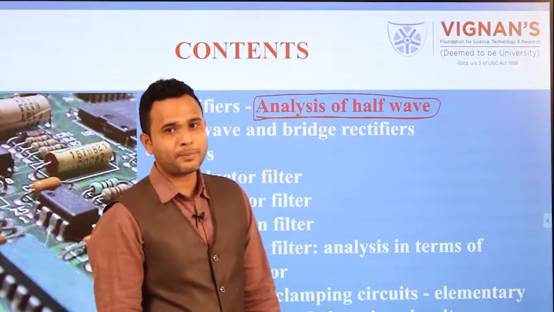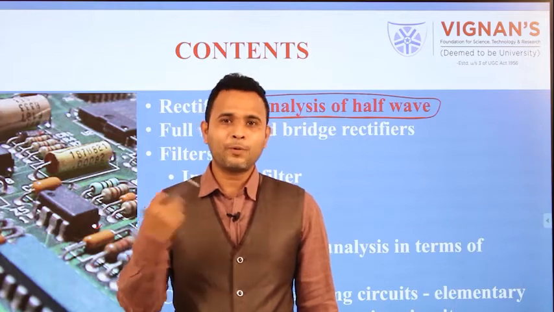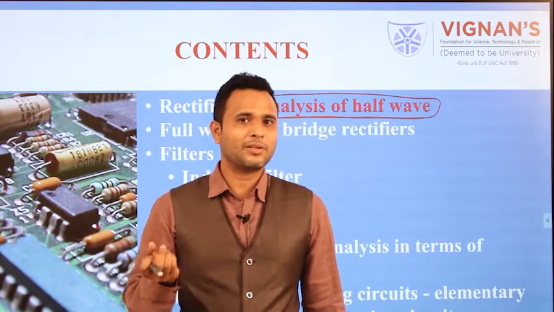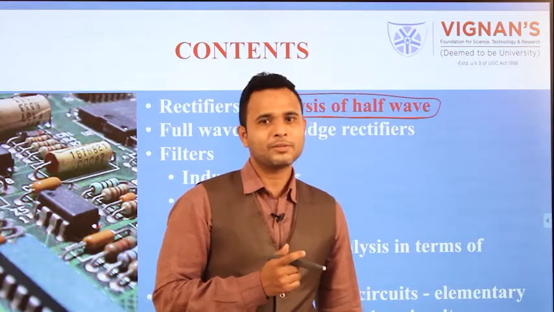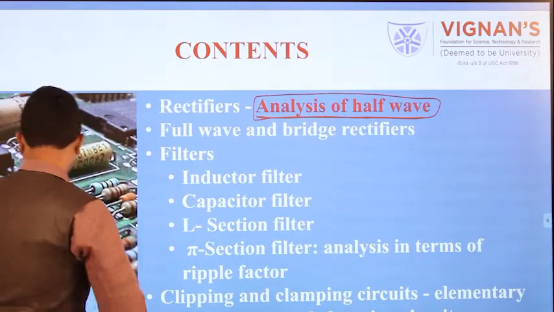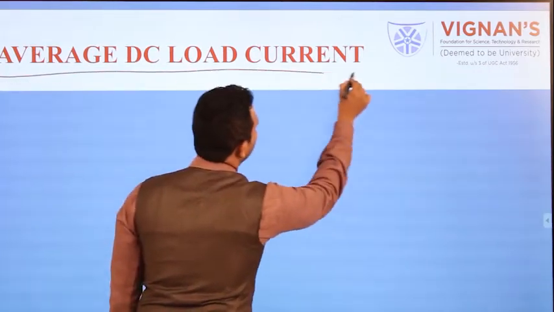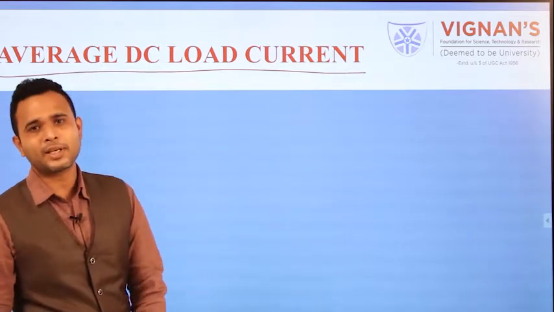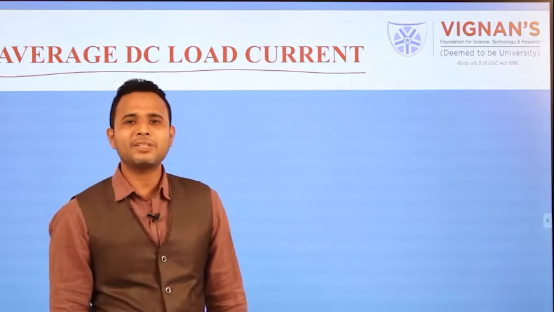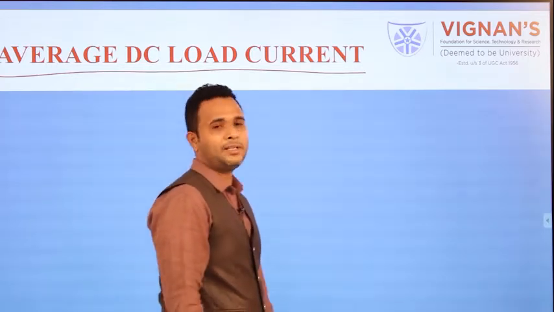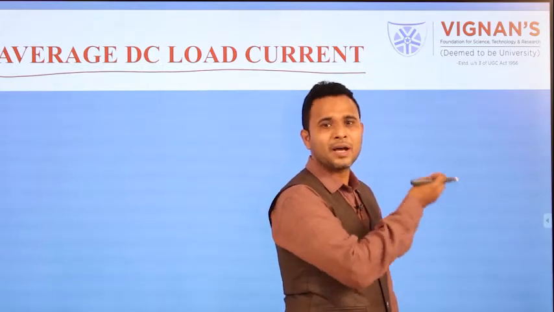With the help of mathematical analysis, we can see how to analyze the half wave rectifier. So this is today our main topic. Coming to mathematical analysis, the first analytical part is the average DC load current. How can we calculate the average DC load current? Before that, I am giving a small introduction about the half wave rectifier, with the help of which we can go for the analytical part.